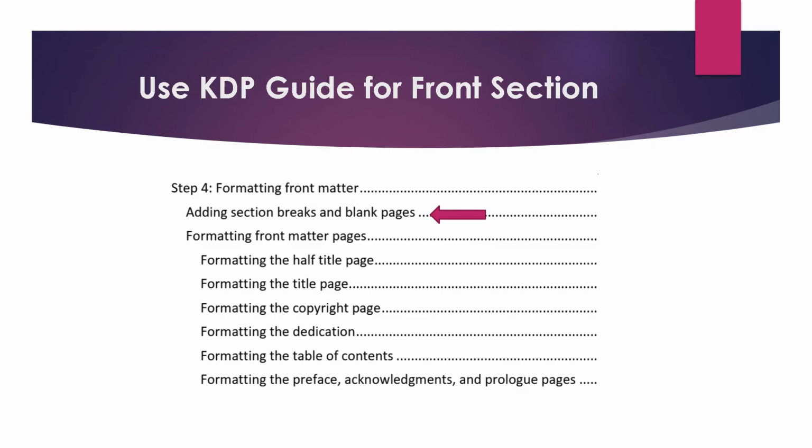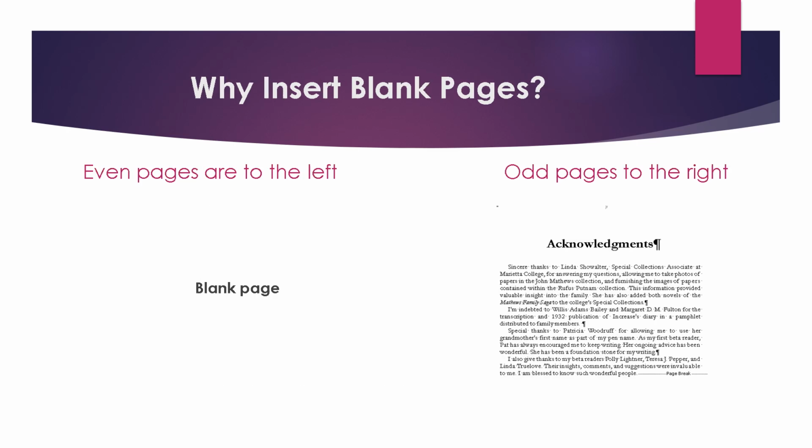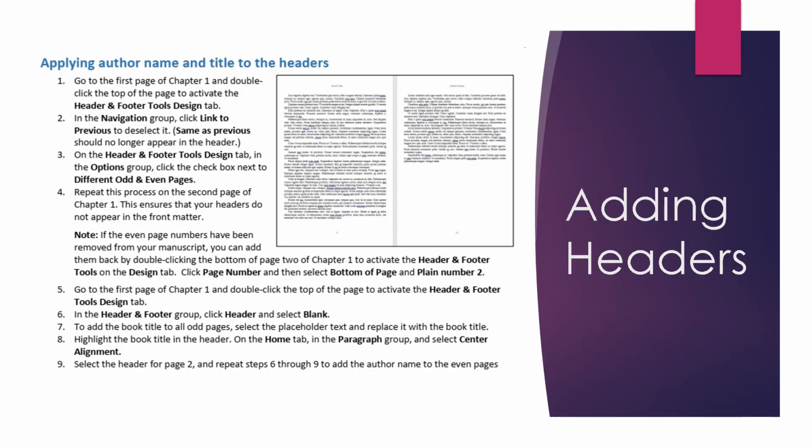Next, add section breaks and blank pages following the KDP guide. Why insert blank pages? A dedication or acknowledgement page should be on an odd number page. You may need to have a blank page for the left side. Your next step is to add the automatic page numbering into the footer area following the KDP guide. I also followed this guide to apply author name and book title to the header section.